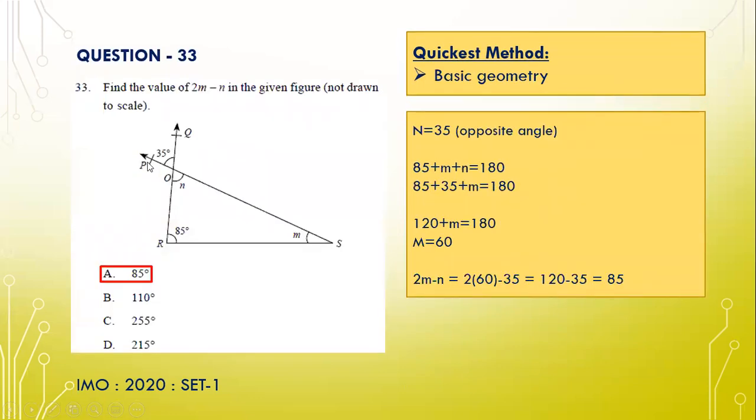Find the value of 2m minus n in the given figure, not drawn to scale, isn't it? So in this figure, 35 will be n, isn't it? Opposite angles. 35 will be equal to n, opposite angles. And now in this triangle ORS, what is the sum of the angles? N plus 85 plus m is 180. What is n? It is 35. So 35 plus 85 plus m is 180. So what is m? M is 60. So 2m minus n will be 2 into 60 minus 35, which is 120 minus 35, is 85.